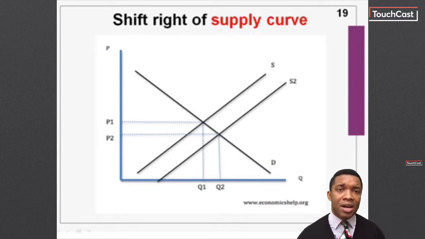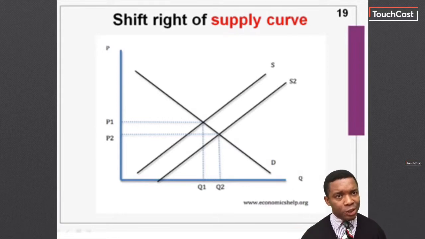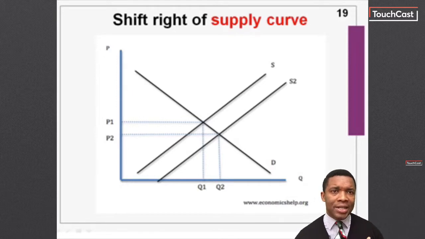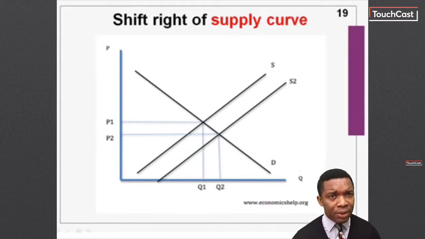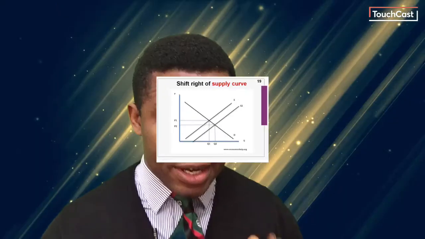For demand, a rise in demand will lead to a rise in price, and this is illustrated by a rightward shift. A fall in demand will lead to a reduction in price, and this is illustrated by a leftward shift. For supply, a rise in supply will lead to a fall in price, and this is illustrated by a rightward shift. And a fall in supply will lead to a rise in price, and this is illustrated by a leftward shift. Have you all got that?